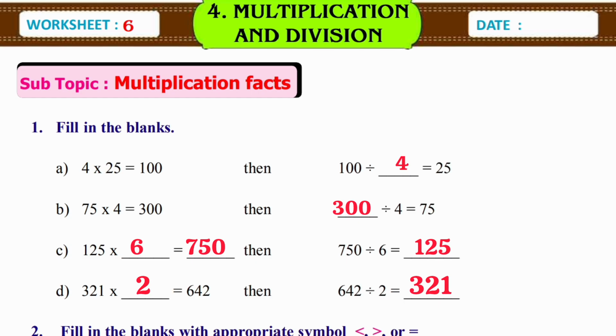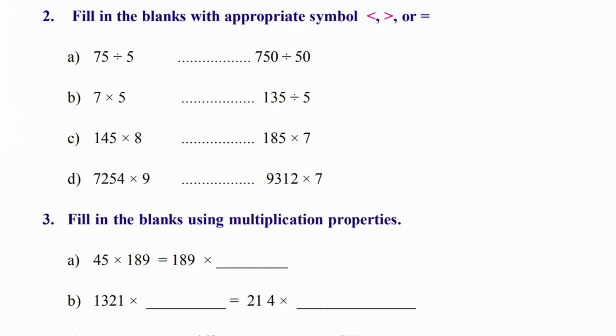Understood, guys? Okay, let's move on to the second Roman, which is fill in the blanks with appropriate symbol. Okay, that is less than, greater than, or equal to. Let's see, first one is 75 divided by 5 dash 750 divided by 50. If you do both, you will get the same answer. So that's why write down the equal to symbol. Then second one, 7 multiplied by 5, then 135 divided by 5. So if you do the answer, you will get 7 5 35, which is greater than this one. That's why write down the greater than symbol.